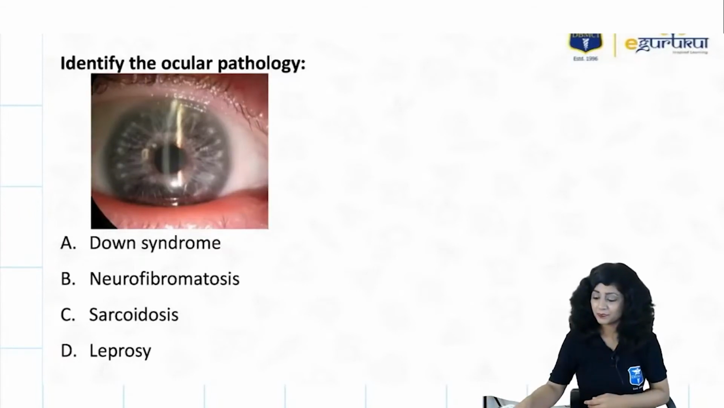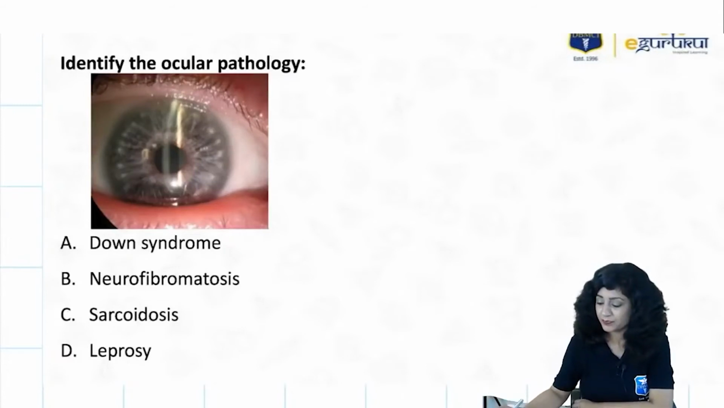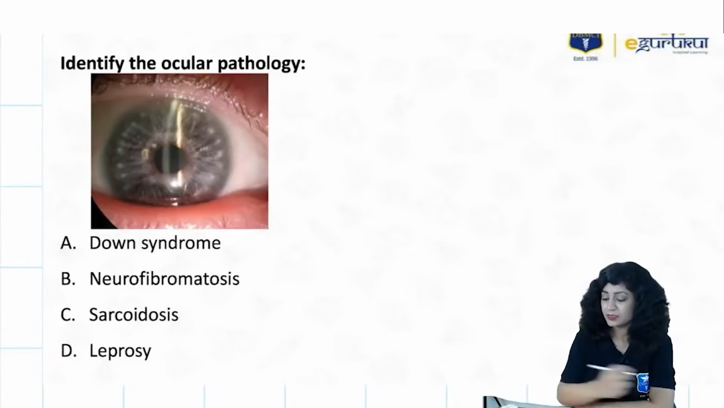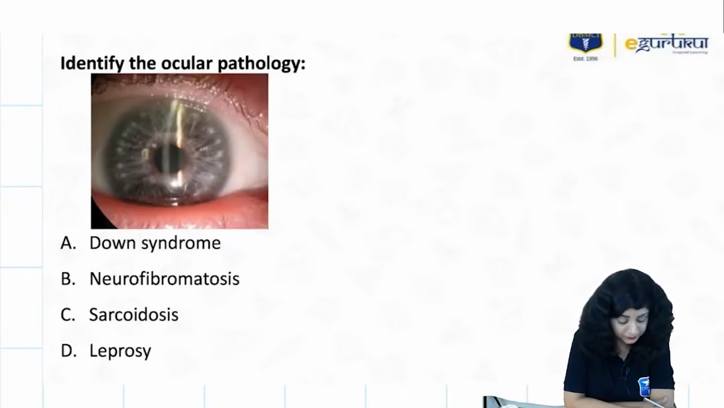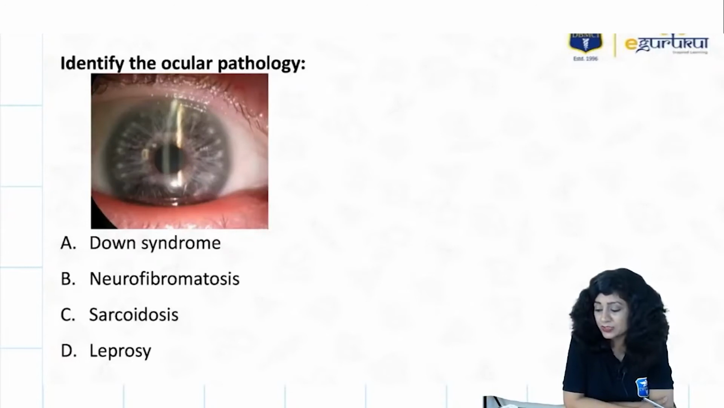Yes. I have posted it, Mariam. Look at the live chat, you will get it. I have posted it. Identify the ocular pathology. So, can you tell me what is this and where it is found? What is the pathology and where it is found?